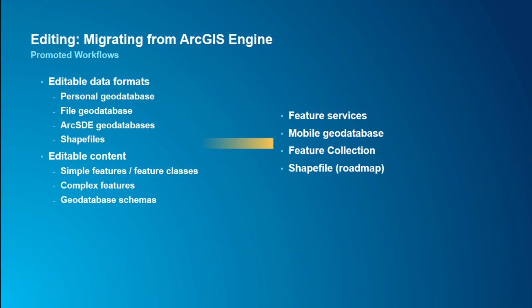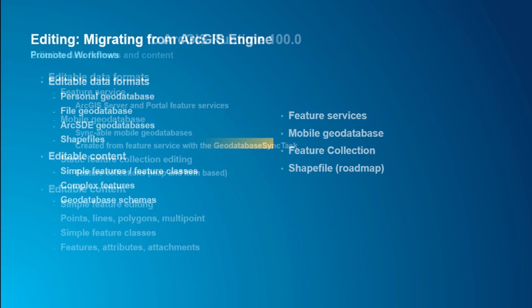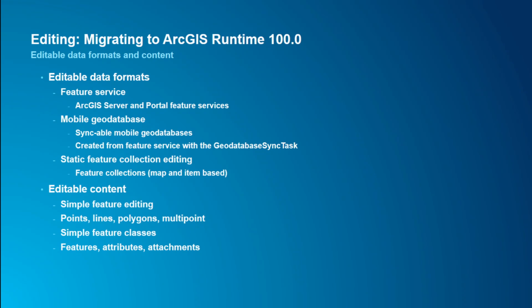So moving to the ArcGIS Runtime 100 world then. So we'll be talking about feature services, mobile geodatabase, feature collections, and shapefiles as well. So in terms of what's editable within the ArcGIS Runtime 100, you can edit feature services. If you're in a connected mode, your application has connectivity the whole time, then you can edit feature services. The mobile geodatabase, so if you publish a sync-enabled feature service, request a mobile geodatabase from that service, you can make edits and then synchronize them back.